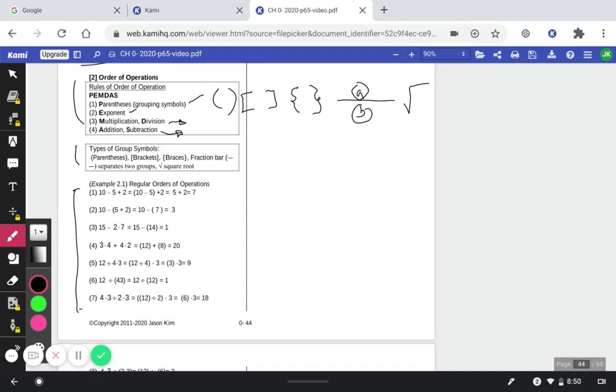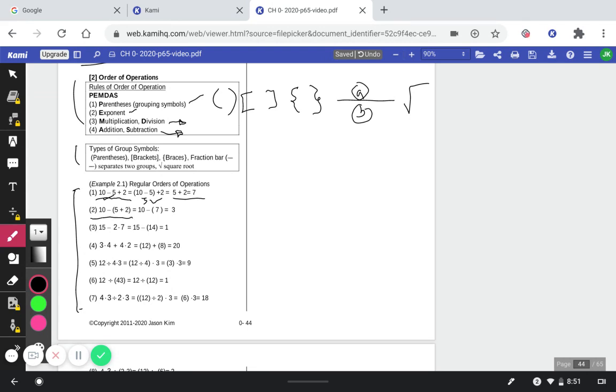Now let's do some examples for order of operations. Now when you have 10 minus 5 plus 2, minus and plus are all in the same level. So you do in order, left to right. You do 10 minus 5 first, which is 5. And then you do the next one, 5 plus 2. So you got 7. Okay. So if you have plus and minus only, whatever operation comes out first, you do first from left to right.